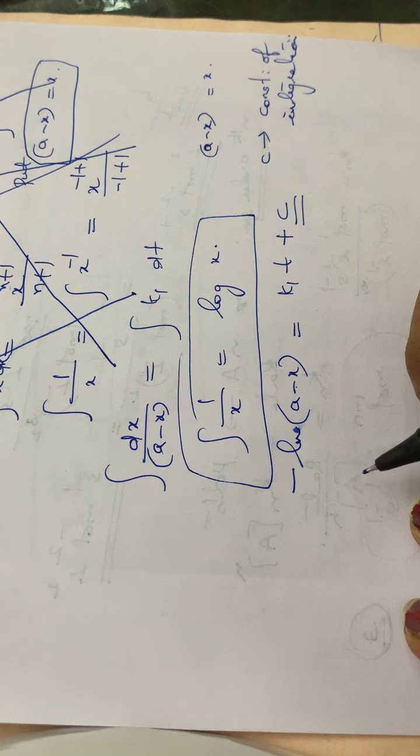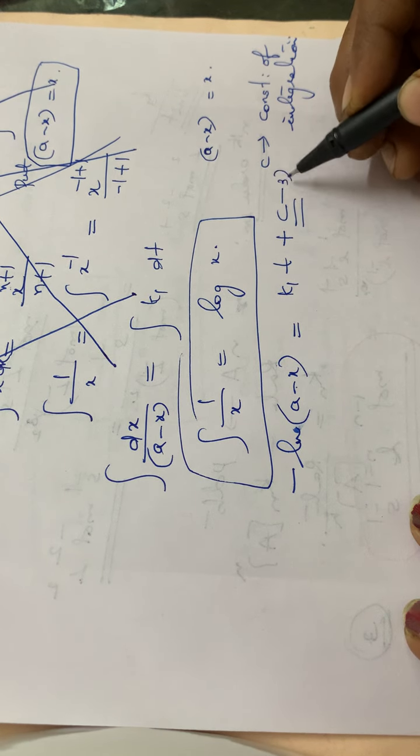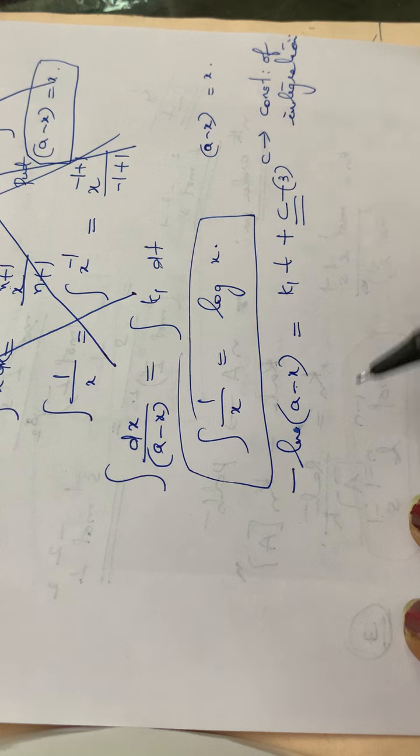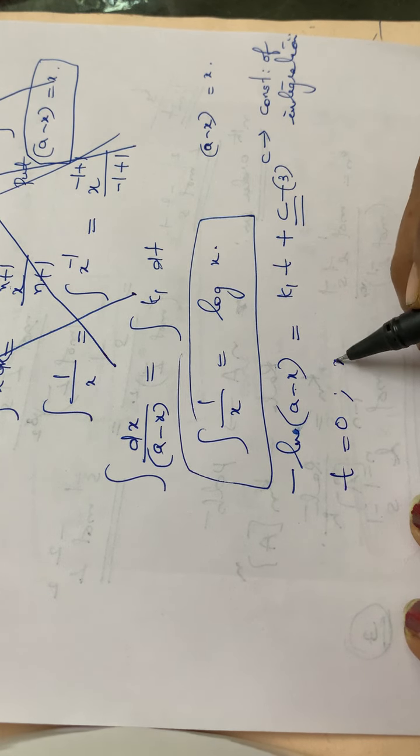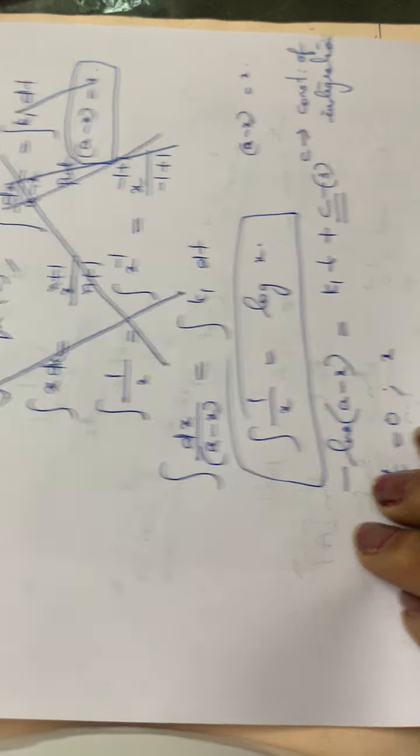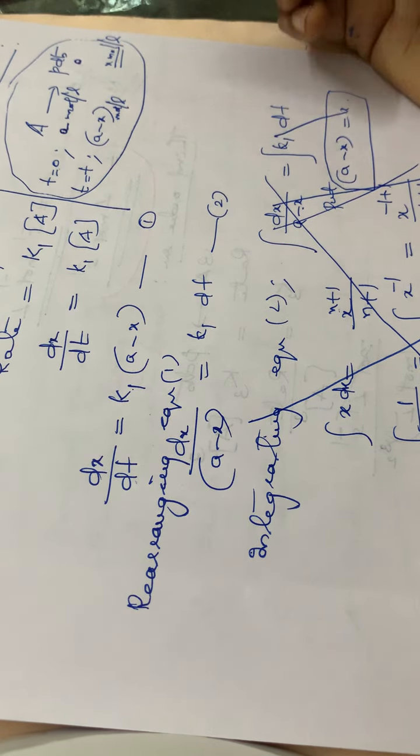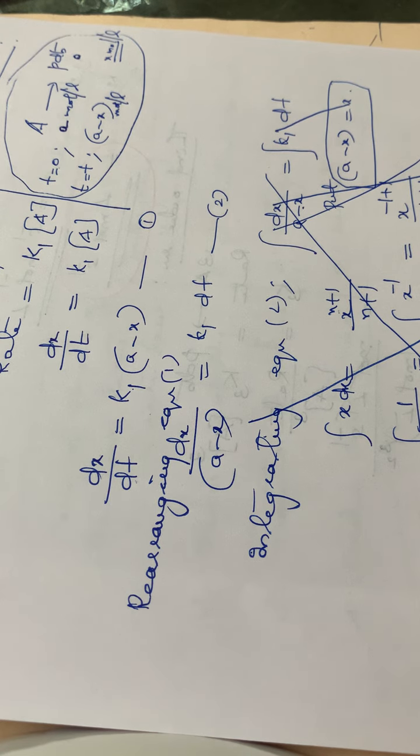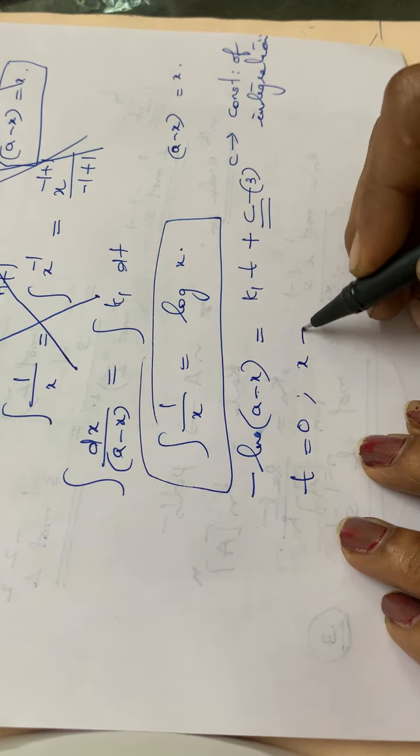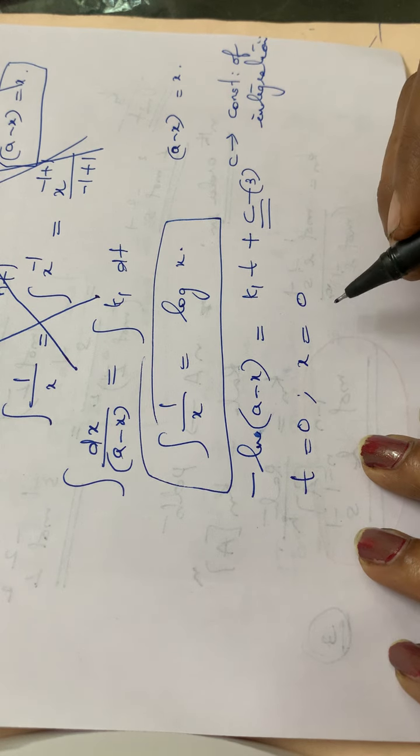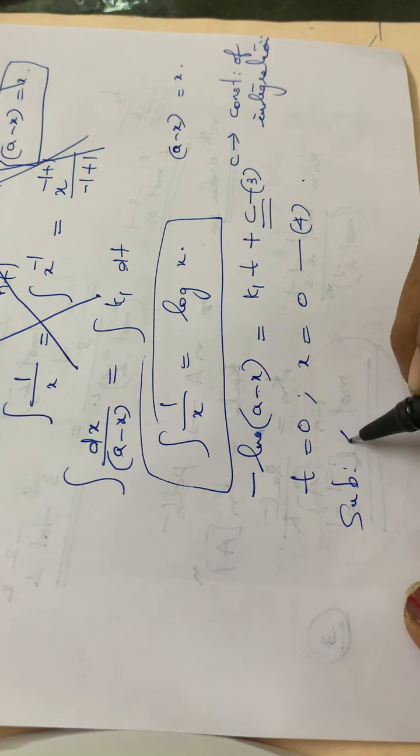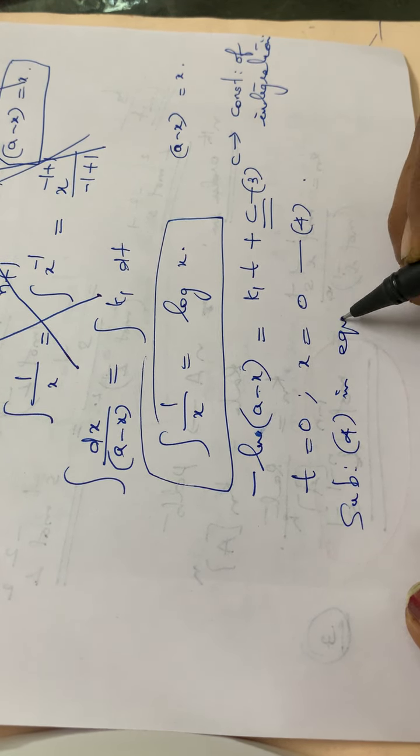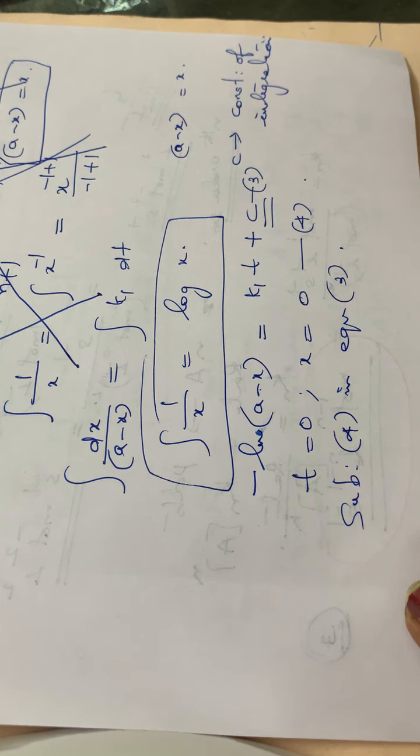So for finding out the value of c, consider this equation number 3. First of all, we have to consider the value when time t is equal to 0. What about the value of x? When time t is equal to 0, x will be 0, that is no products are there, isn't it? So when time t is equal to 0, x is equal to 0. Let it be equation number 4. So substituting equation 4 in equation 3.